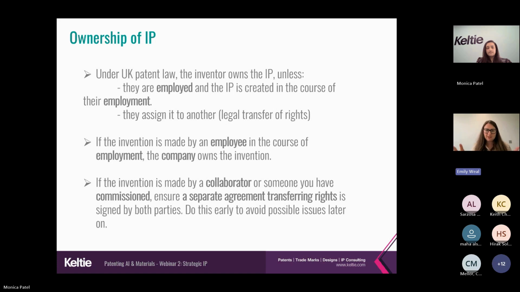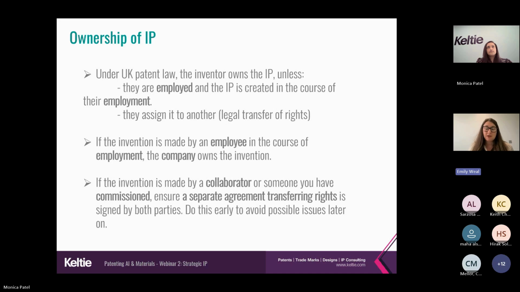But we'll take a situation for now where somebody's an employee, they've come up with the invention in the course of their employment, and the employer is the default owner. So that's one way in which it might be somebody other than the inventor who owns the IP.